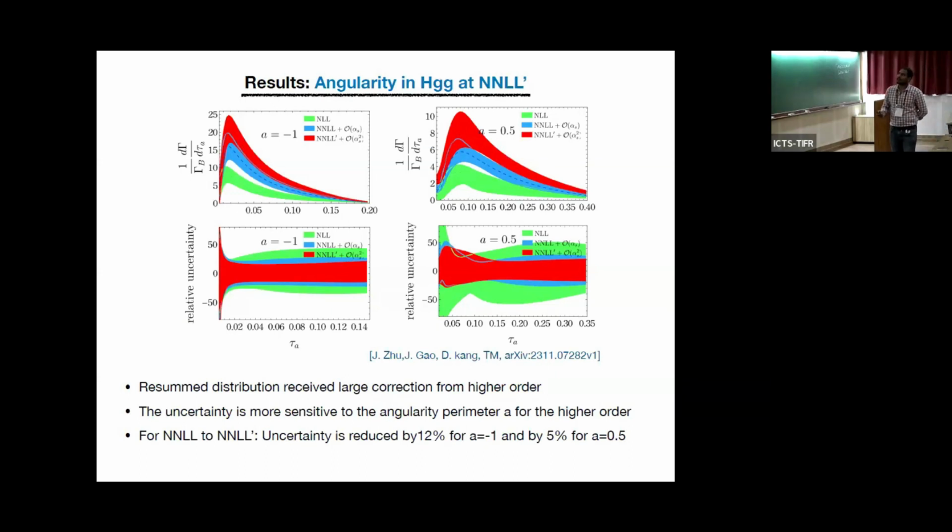Again, I showed the result for the A dependence because the angularity parameter is crucial here. If we see the trend of the resummed precision, we found that the negative A region is going to give us more precision. Going from N2LL to N2LL prime, the uncertainty for the lower A has 12% corrections, and the uncertainty for positive A, around 0.5, has 5% corrections.